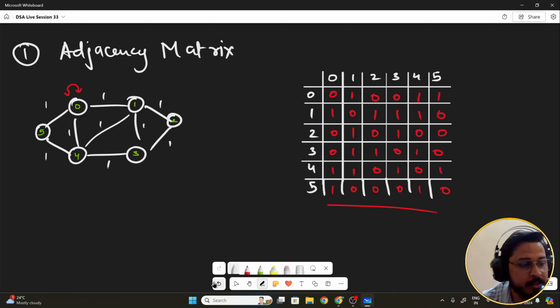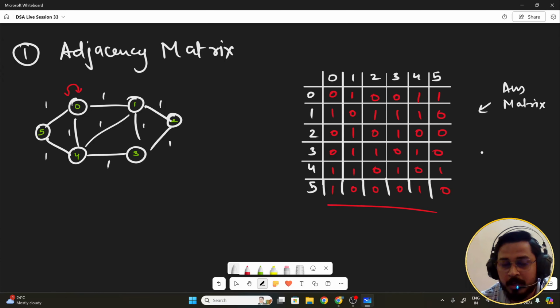I hope that this is very much clear to all of you. This is going to be your answer matrix, or call it whatever you will. This is the graph representation as an adjacency matrix, guys.